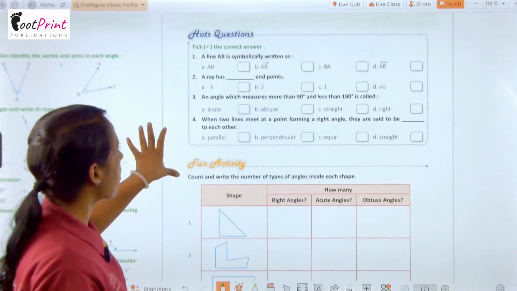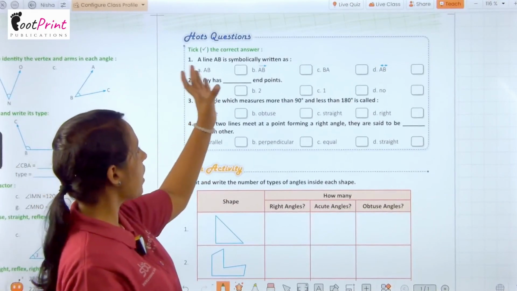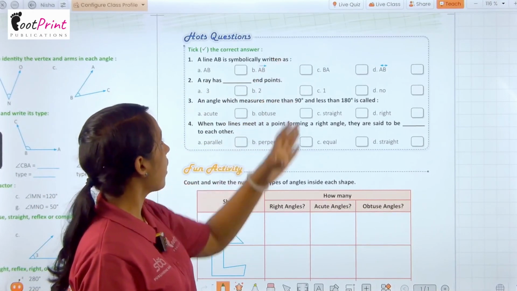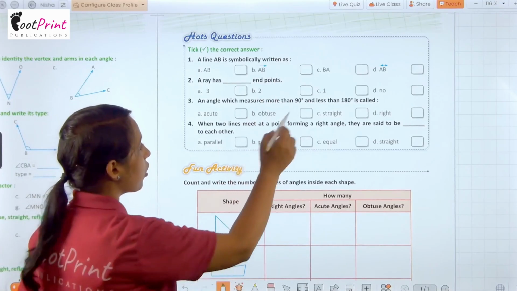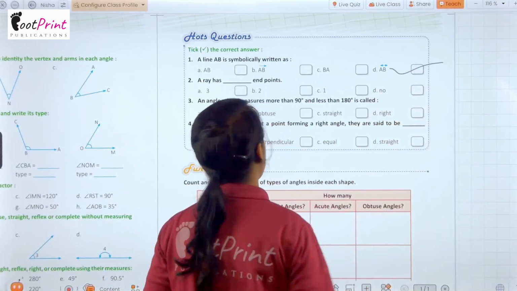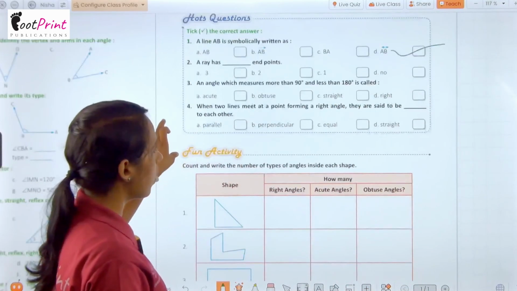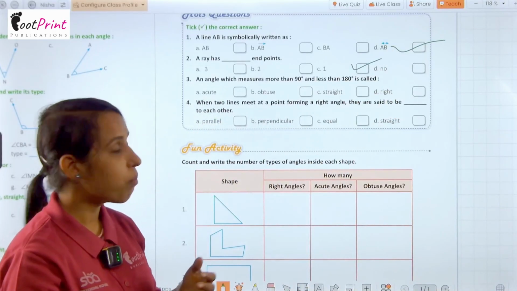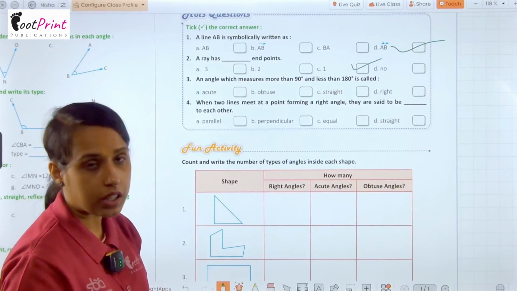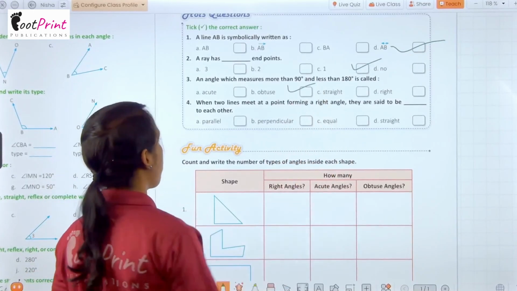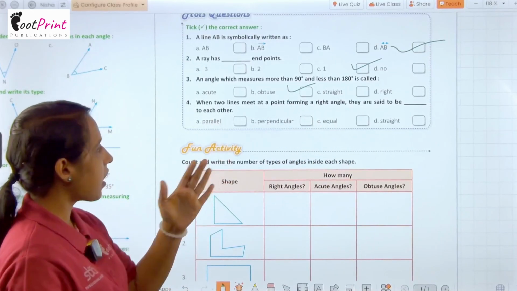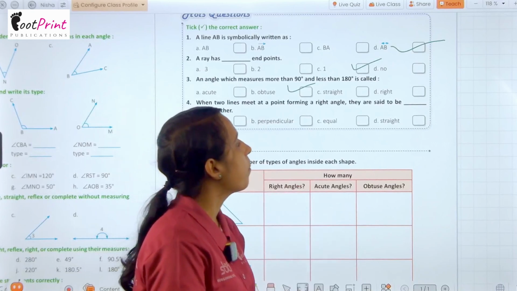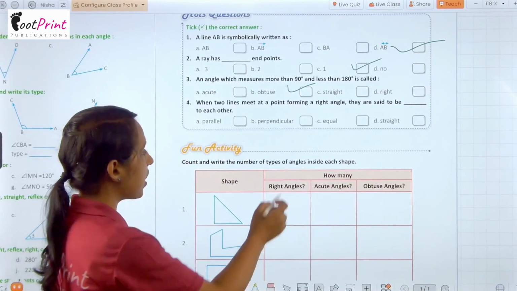Okay, now we have some HOTS questions. So in this, a line AB is symbolically written as, how we show a line with 2 rays, so this one is correct. A ray has only one endpoint, so C option is correct. An angle which measures more than 90 degree and less than 180 degree, that one is obtuse angle. When two lines meet at a point forming a right angle, they are said to be perpendicular.